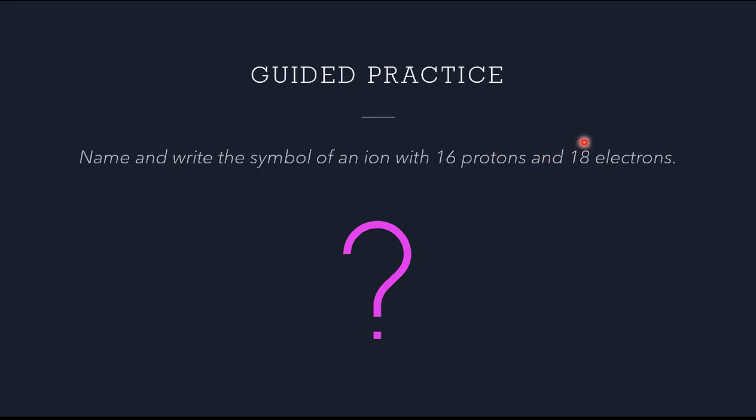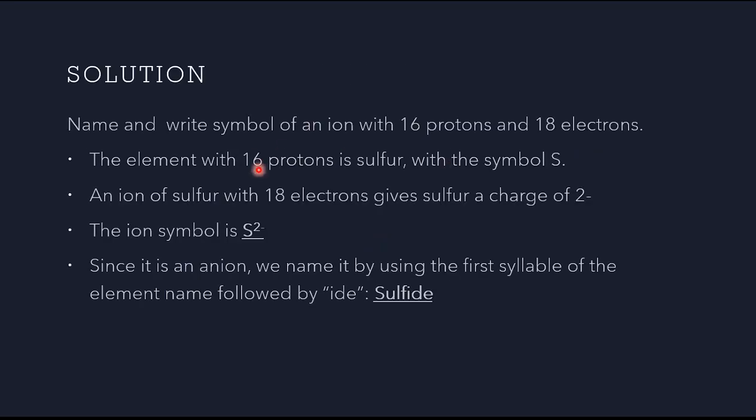Then identify that we have 2 more electrons than we do protons, so it's going to be negatively charged, and it's going to be a 2 minus. So if you turn to your periodic table, you should have seen that the element with the atomic number 16 is sulfur. So the symbol for that is going to be an S.